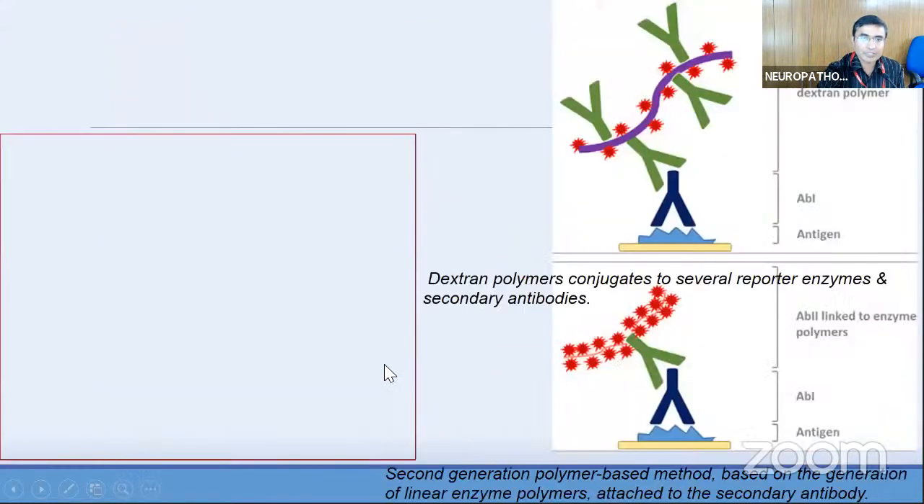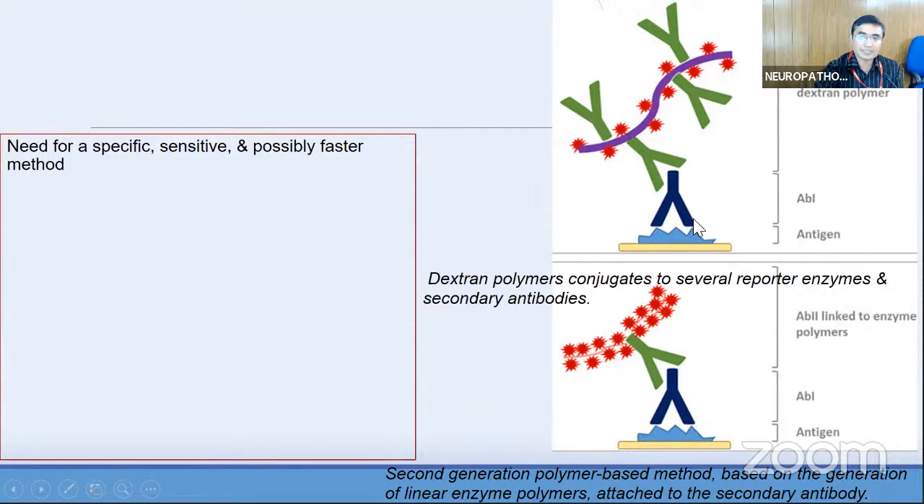So instead of that, to reduce the number of steps, the polymer-based method was used, where the primary antibody was bound to a polymer which carried not only the secondary antibody, but also the enzymes or the labeling substance. So this secondary antibody was actually bound to this polymer, which is a dextran polymer. And this was carrying a large number of antibodies and a large number of enzymes. So the amplification was much better. You don't have to add secondary, tertiary, all those things. You can add a simple secondary antibody containing this polymer.